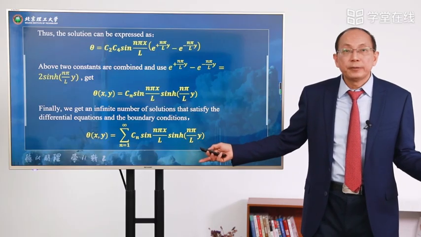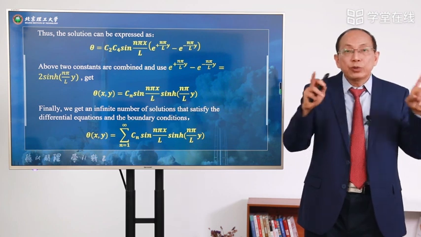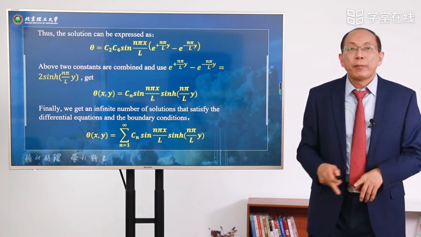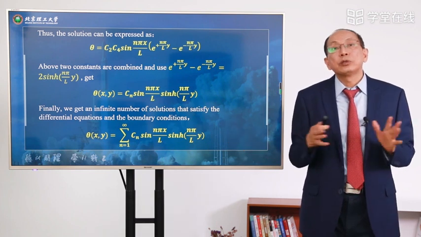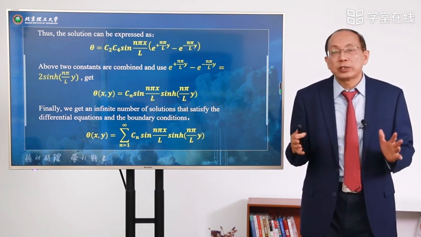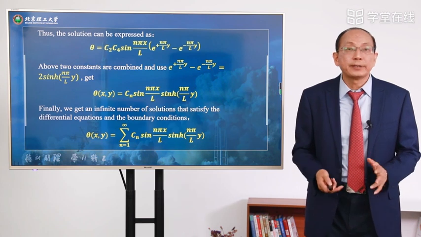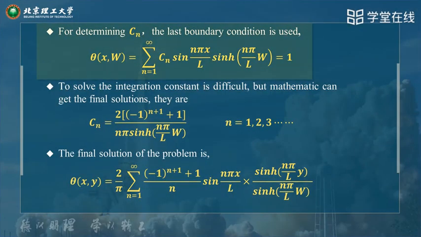This is only a simple problem, but the solution is so long. Generally, the solution is very difficult to obtain. To determine Cn, which is still an integrating constant, the last boundary condition is used. We use this boundary condition.